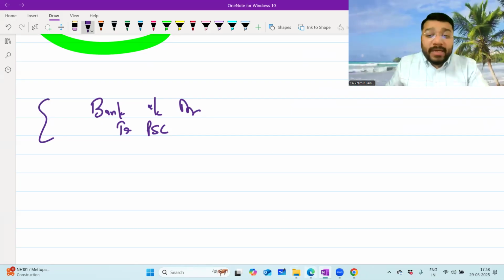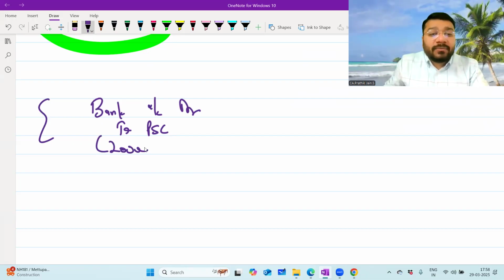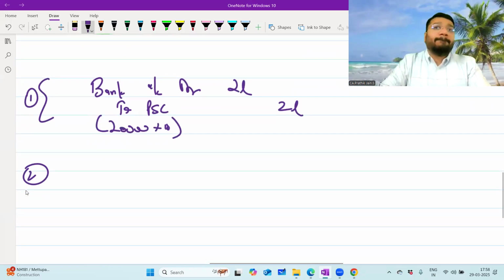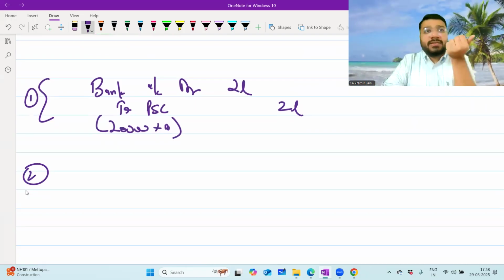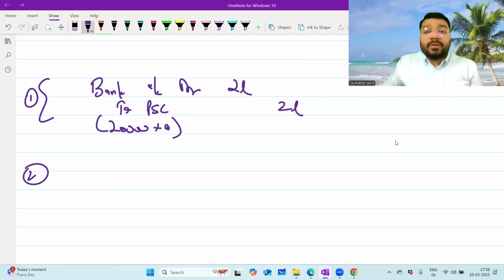So please tell me, how many preference shares are issued? 20,000 into how much? 10. How much is it? 2 lakh. And once the money is now collected, what is the next step? Buyback. Now, for buyback, can I give you the share entry as per law? Can I give you the accounting treatment as per law? Normally, it is what? Equity share capital to bank.